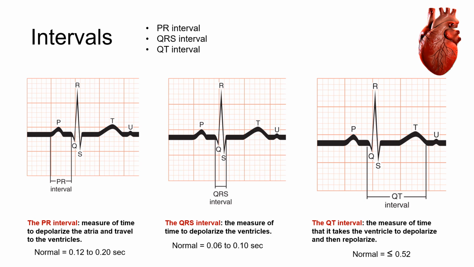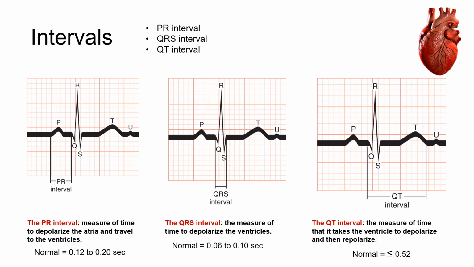Then we have our intervals. So we have a PR interval, QRS interval, and a QT interval. So you can see where they start and end here. Now these are important because there are normal ranges for these intervals. So for example, the PR interval is the measure of time to depolarize the atria and travel to the ventricles. So the time that it takes the atrium to squeeze and then the message needs to be sent to the ventricles is our PR interval.